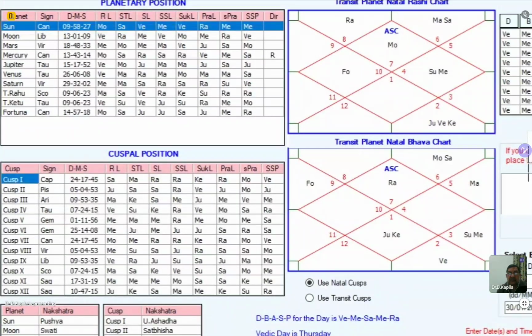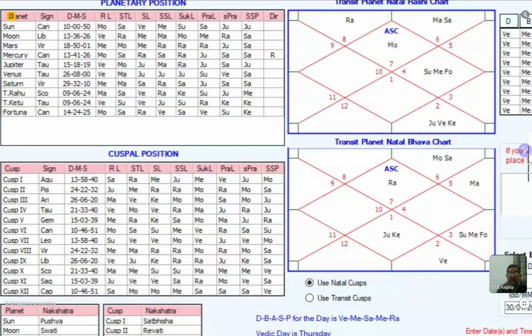So I further change it. Aquarius sign. Saturn is there as the Antra Lord. Rahu is there as the Prana Lord. Mercury is also appearing here, and is also appearing as the co-ruler.